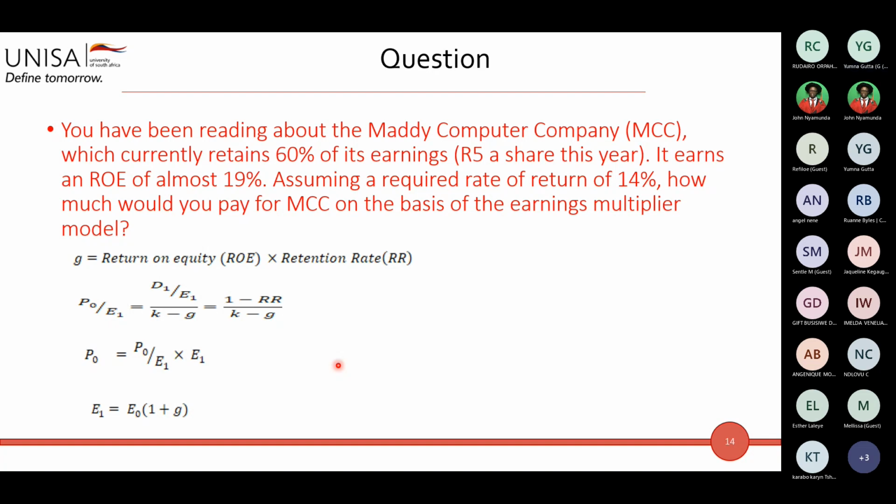When you get the growth rate, please post in the chat, so that we are going together step by step. Basically whenever you see a question like this, once you've been given retention rate or even payout ratio and ROE, you must know it's the earnings multiplier model. These are the steps: growth rate, PE ratio, price. So the growth rate is 11.4%.